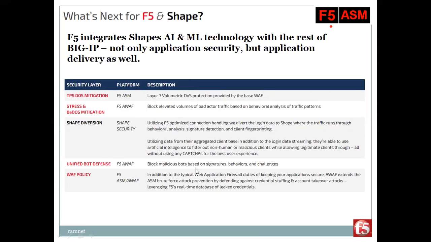So this is going to be the new phase for F5, because Shape is adding its own AI and ML technology to that. DoS mitigation, stress-based mitigation, Shape, unified bot defense, WAF policy, everything has been there. So when we install it, or when we try to take an exam or something like that, we just need to understand all these Shape concepts as well.